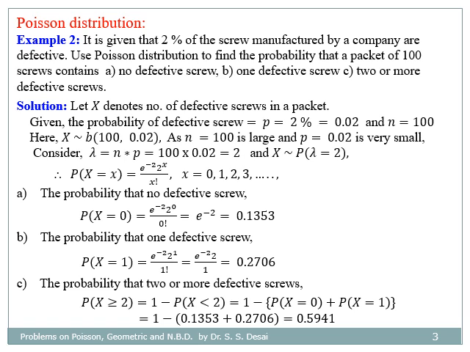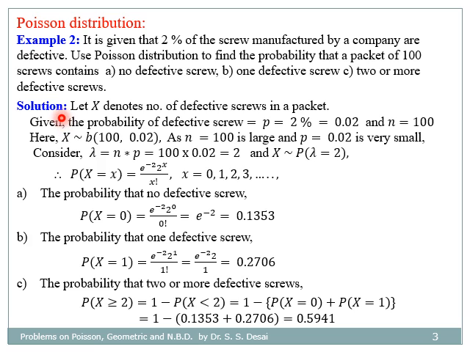Let us consider the second example, based on the limiting case of binomial distribution. So it is given that 2% of the screws manufactured by a company are defective. Use Poisson distribution to find the probability that a packet of 100 screws contains, first bit, no defective screw, second bit, one defective screw, and third bit, 2 or more defective screws.